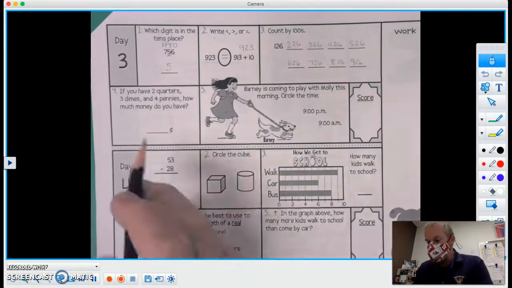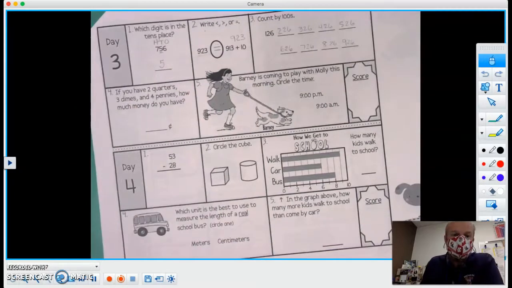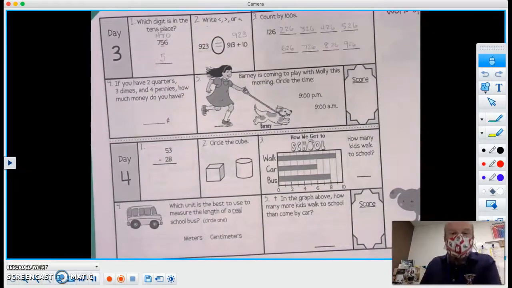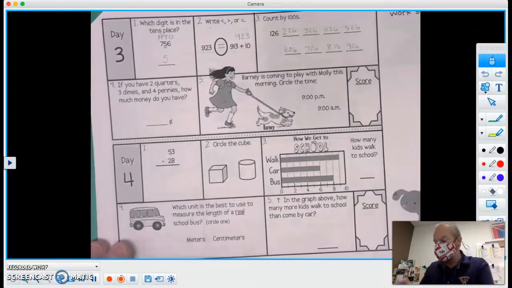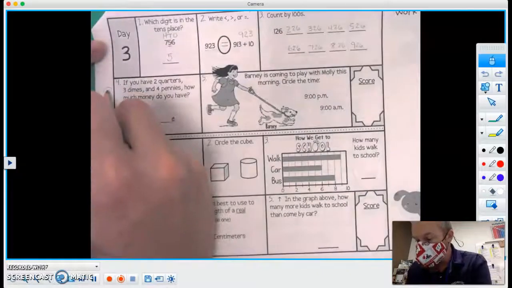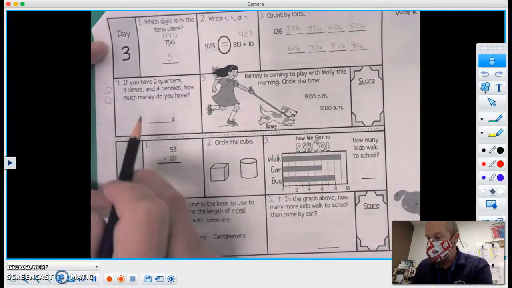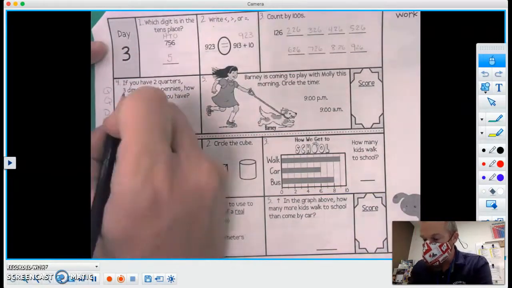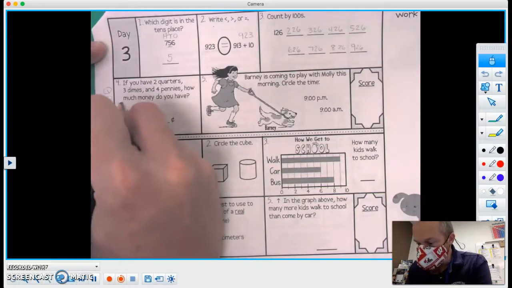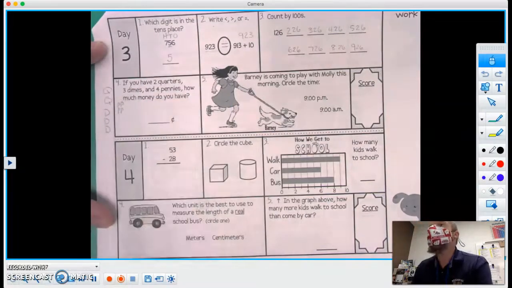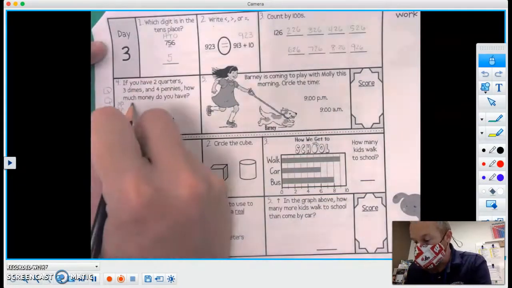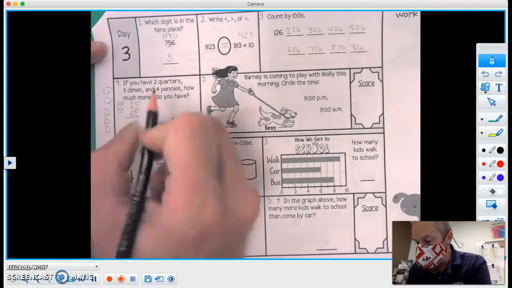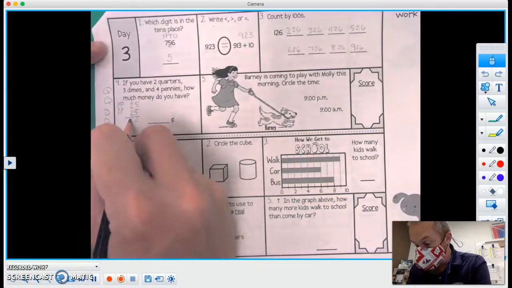All right. If you have 2 quarters, 3 dimes, and 4 pennies, how much money do you have? So, quarter. Okay? Dime. And penny. So how much are quarters? 25, yeah. So 25 plus 25. 5 plus 5 equals 10. 2 plus 2 is 4, plus 1 more makes 5.